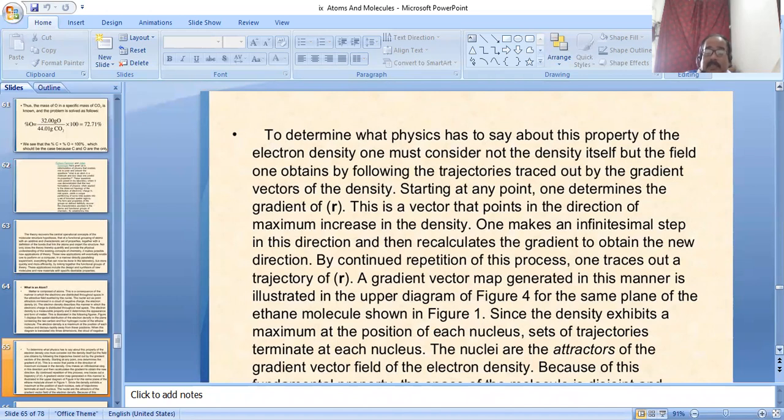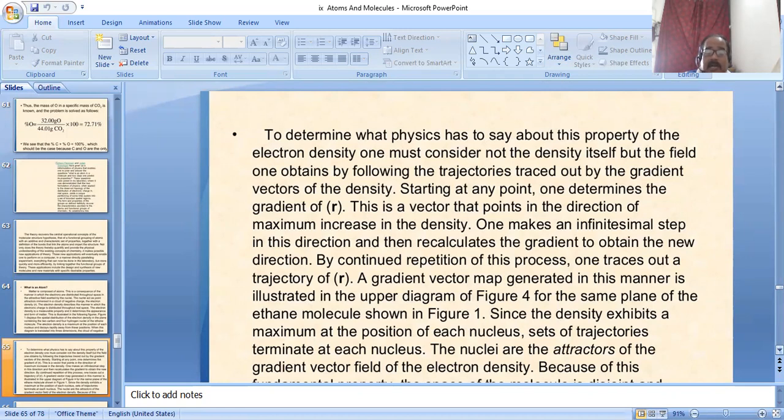One makes an infinitesimal step in that direction and then recalculates the gradient to obtain the new direction. By continued repetition of the process, one tracks out a trajectory of the gradient vector map, generated in the manner illustrated in the upper diagram.